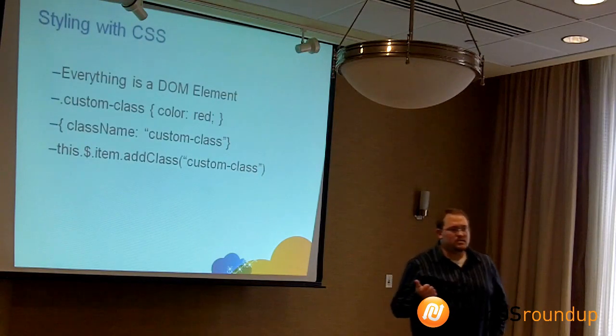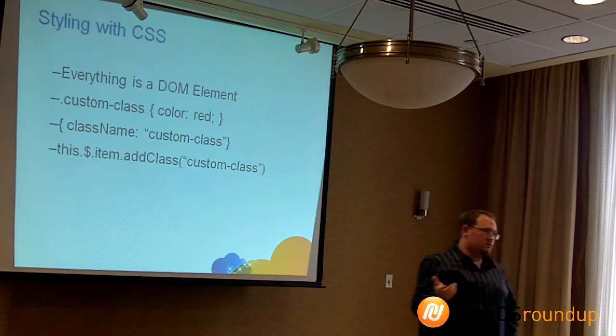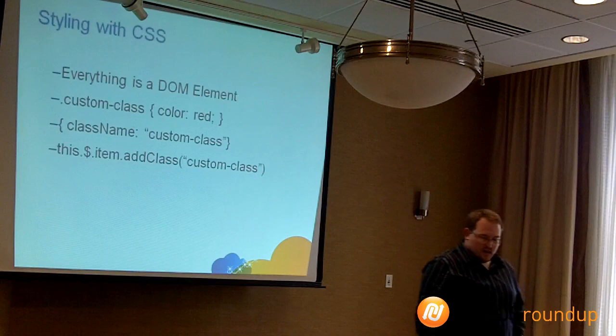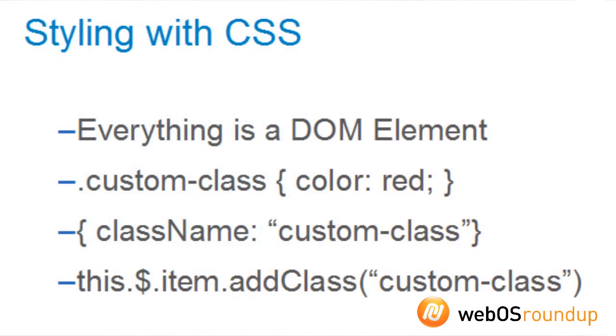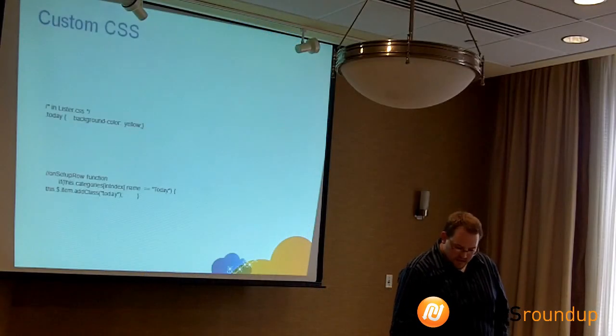Everything in Enyo is actually a DOM element, because when it creates and renders into the document body, it runs it all through the DOM so you can access it. Again, here's your custom class. So you just give it a custom class and color. And then when you create a button, you just say class name equals this. Or you can do the this.item.add class, which will add the class to the button.